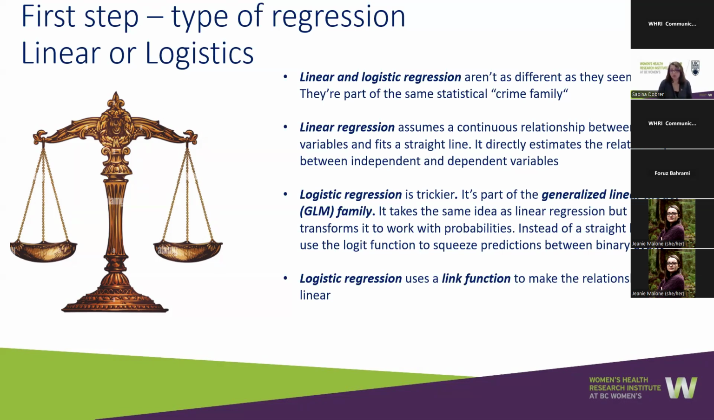For linear regression, we have our X and Y, but here we're transferring something into measures of probability. So instead of a straight line, we use the logit function, and the logit function is used for binary outcomes. We can run a different type of regression with a different function, and it will be a different type of regression. For binary, we're going to use the logit function to squeeze the prediction between binary events. Basically, logistic regression uses a link function to make the relationship look linear.